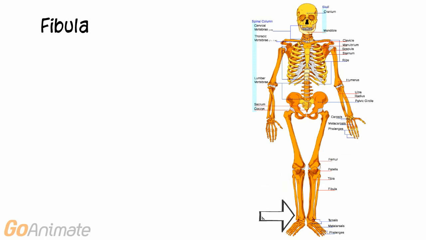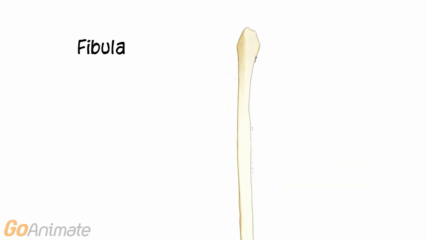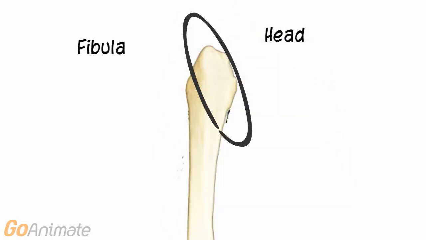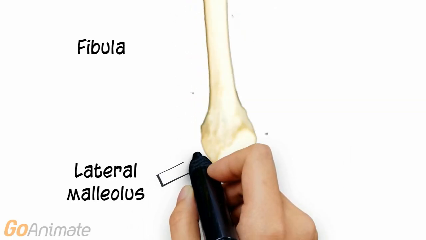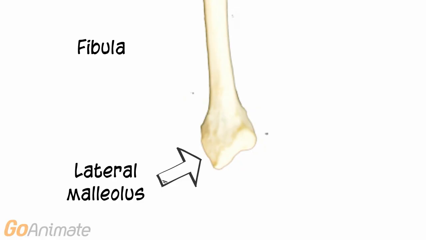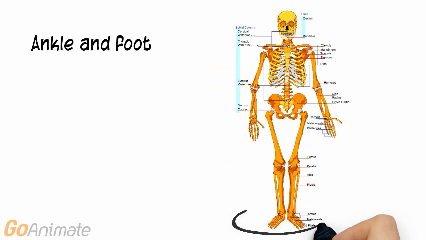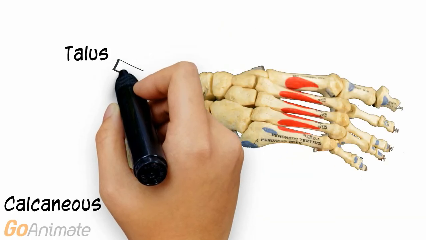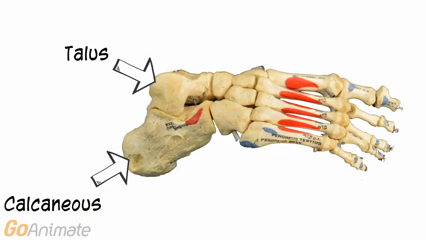The other lower leg bone is called the fibula. The proximal fibula is called the head. The distal portion contains the lateral malleolus. The ankle and foot contain a number of bones. Bones of the ankle include the talus and calcaneus.